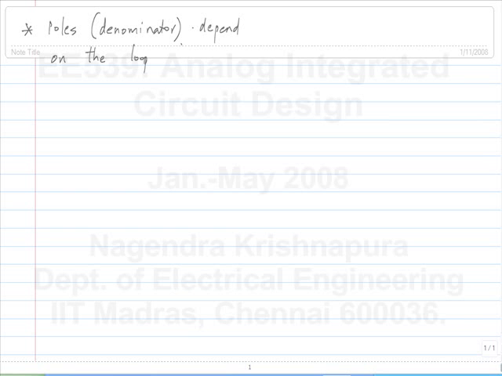When I say loop, essentially it's the loop gain, right? So if you have a given loop gain, you will have a given denominator polynomial, which is related to 1 by 1 plus 1 over L of S. Okay.